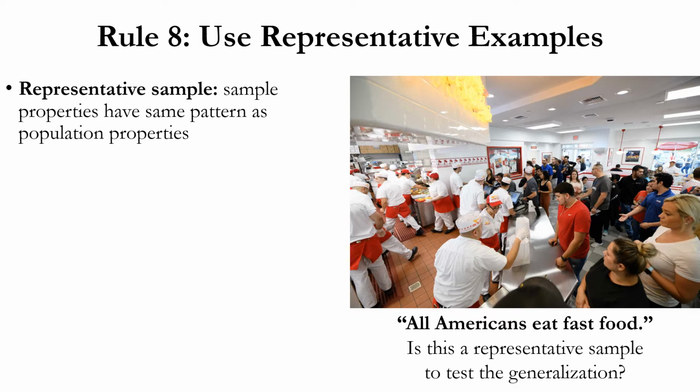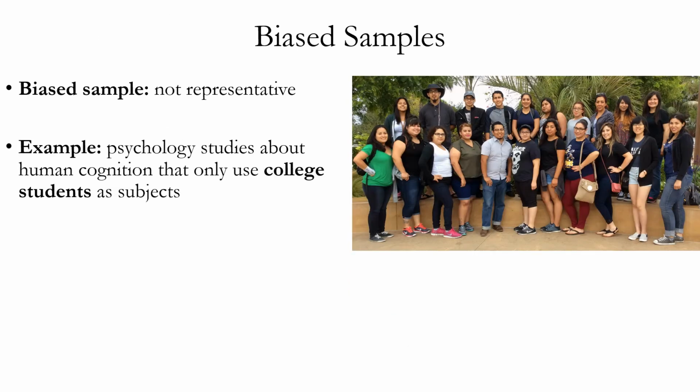For example, if you were trying to test the generalization, all Americans eat fast food, and you only interviewed people who were standing in line at In-N-Out, that would not be a representative sample. Almost everyone in line there plans to eat food at that restaurant, which is a type of fast food. Maybe there's a few exceptions, like people who are doing delivery or pickup for other people, but most of the people are going to be fast food eaters just based on where you're getting your data from. So that's an extreme case of a non-representative sample. Non-representative samples are called biased samples.